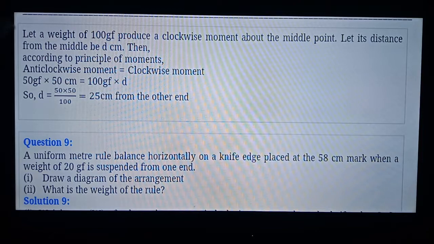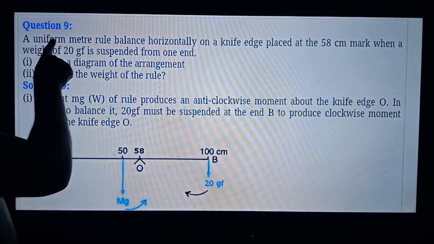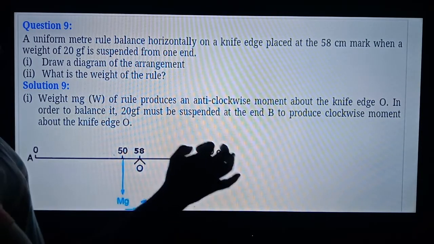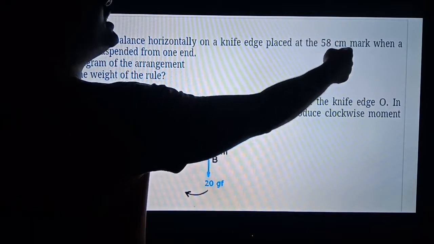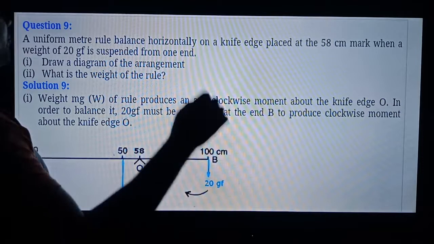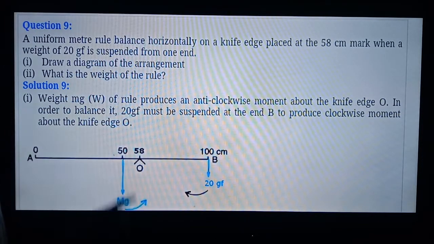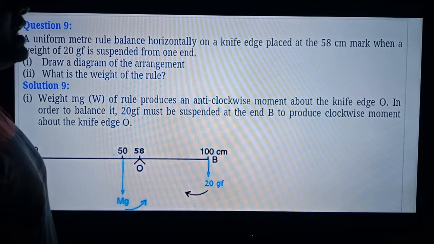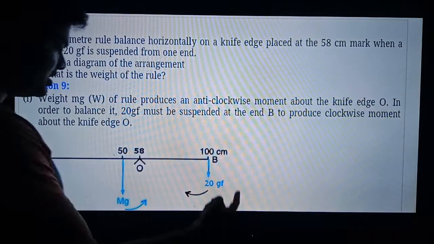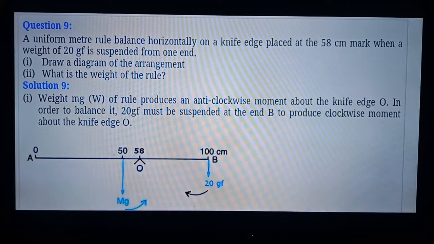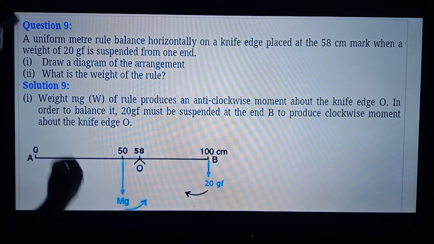Now question number 9. A uniform meter rule is balanced horizontally on a knife edge placed at 58 centimeter, means the point of pivot is at the 58 centimeter mark, when a weight of 20 gram force is suspended from one end. Draw a diagram. Keep in mind that the point of pivot is not at the center, it is at 58 centimeter. This is the 100 centimeter meter rule. The weight of the rule will act at the center, that is 50 centimeter.